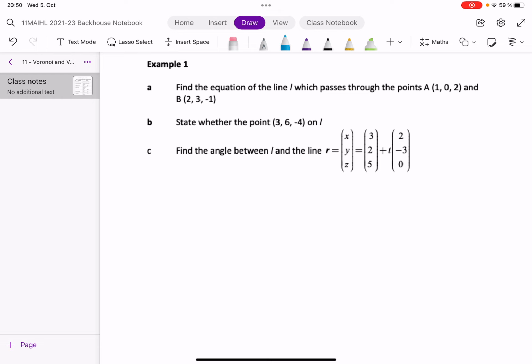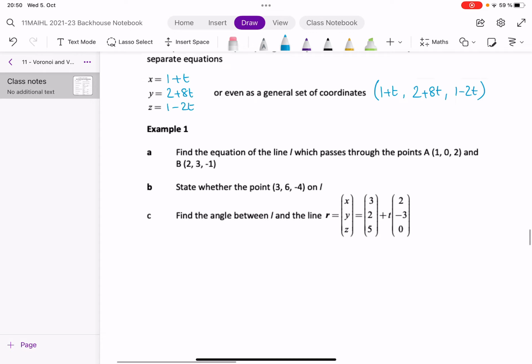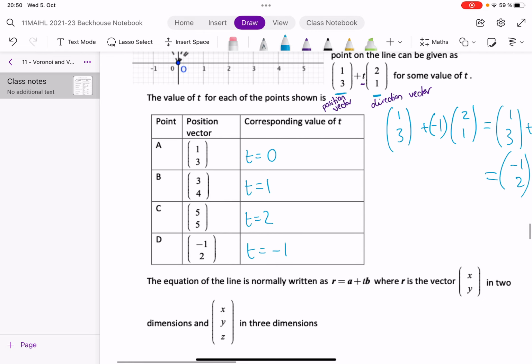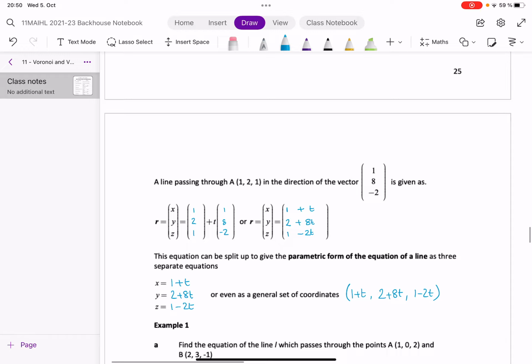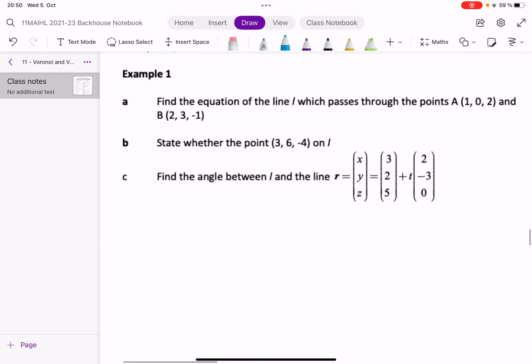If you'd like to work along, then of course we'll do that now. Find the equation of the line L, which passes through the points A and B. So if we want the equation of the line, you'll remember we need a direction vector and a position vector. So let's start with the direction vector. The direction vector can either be A to B or B to A. It doesn't matter which one we use. I'm going to use A to B, it's alphabetical, no other reason than that.